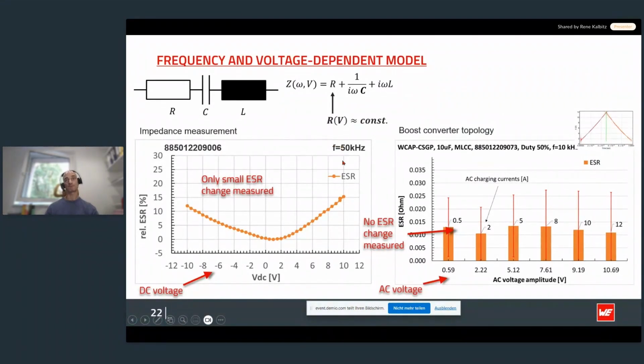What you see here is the measurement result for large AC and DC voltages taken with an impedance analyzer and measured with a boost converter that allows the application of high AC amplitudes. As you can see on the left graph, we measured ESR as a function of DC voltage. The dependence is, well, I would call it very low. Considering the difficulties of measuring the ESR, one could argue that there is no change.